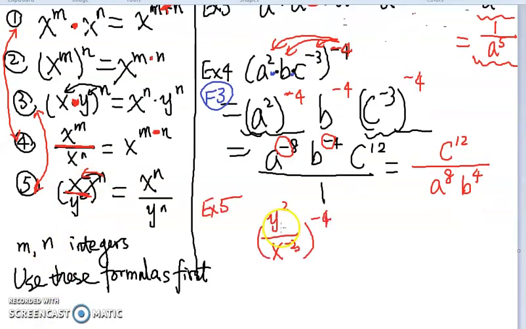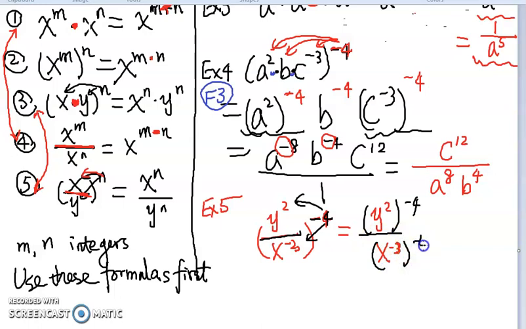Now, next example. When we look at this example, notice that there is a division in the base. And looking at these 5 formulas, the last one has a division in the base. So the first thing I'm going to do is distribute the outside exponent, negative 4, to each one inside, on the top and on the bottom. So we're going to put y squared on the top and x to negative 3 on the bottom. Then we're going to raise each of them to the negative 4th.